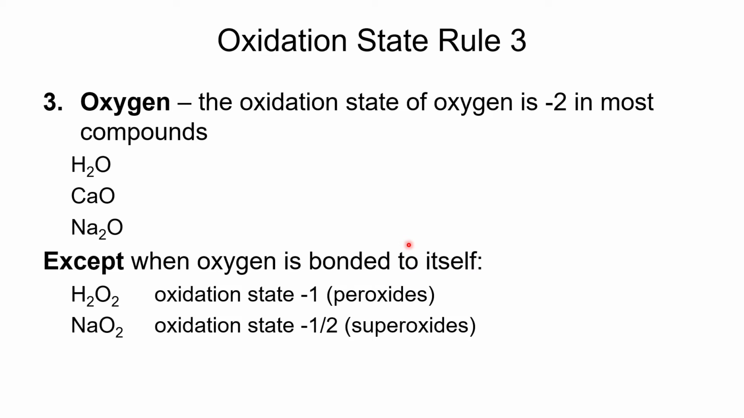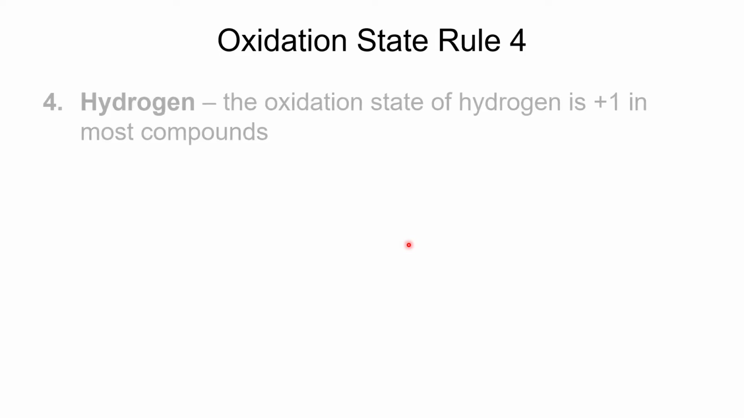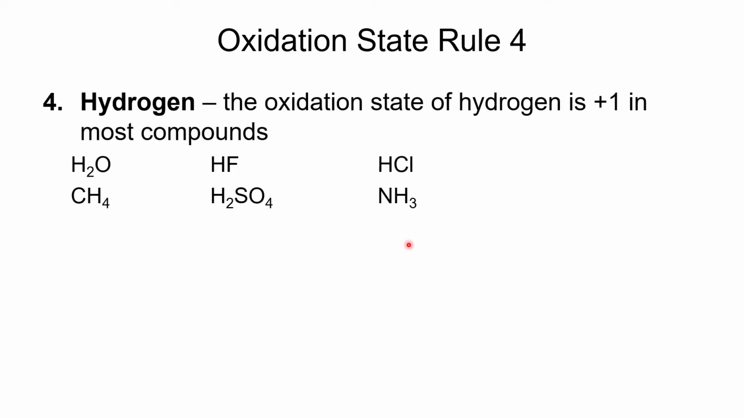But most of the time, oxygen will have an oxidation state of -2. Oxidation state rule number 4 is for hydrogen. Hydrogen in most compounds is going to have an oxidation state of +1. And so many of the compounds that we're used to seeing, and all the ones that I have listed here, have an oxidation state of +1.